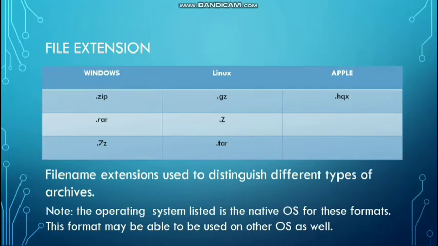Here are some file extensions. On Windows we have .zip, .rar, .7z, and on Linux we have .gz, .z, and .tar, and on Apple we have .hqx. The file name extension is used to distinguish different types of archives. The operating system as listed is the native OS for these formats. The format may be able to be used on other operating systems as well.